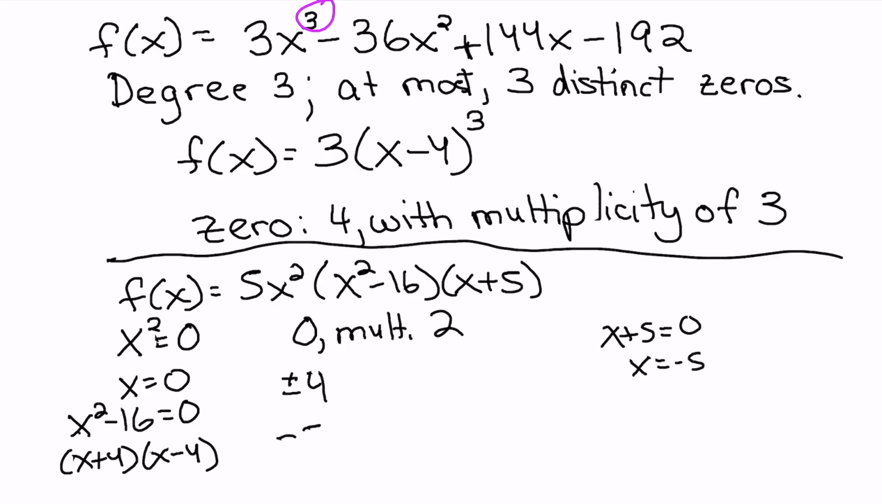So negative 5. We don't usually say it, but these three have multiplicity 1. They only appear one time. Whereas the 0, 0 times x and x both come out to 0. So that's what's happening if you see the word multiplicity.